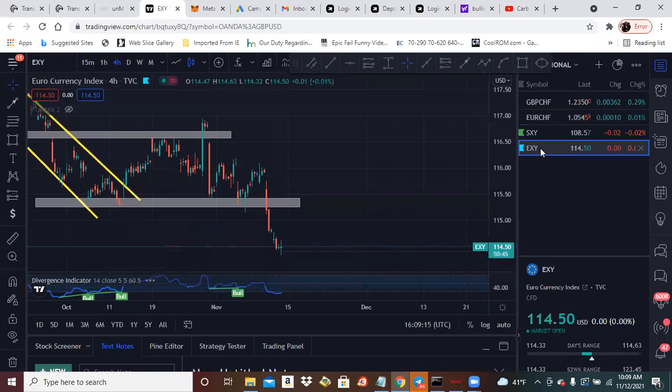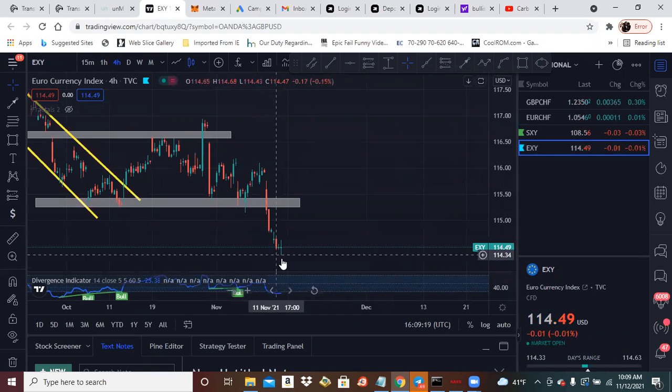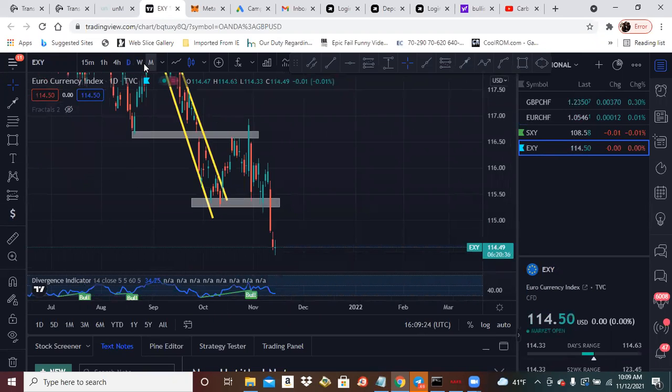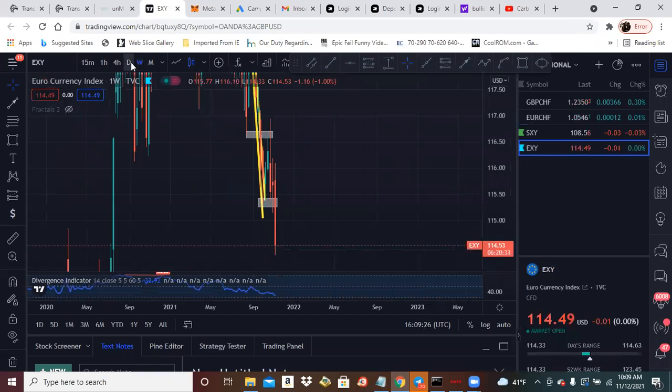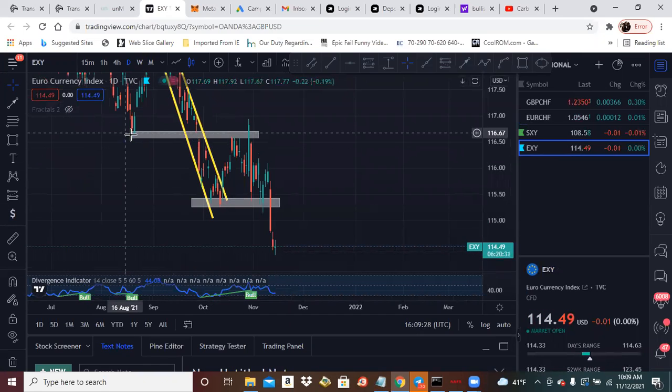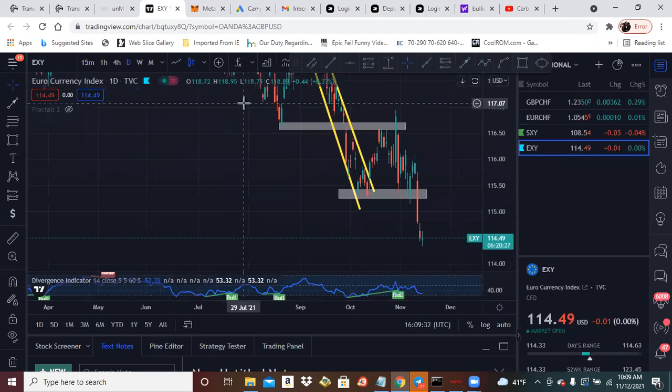So the EXY, see, it broke that support. The Euro's been very weak. It broke out that trend line, but it got to this last low. That's why I said the power of real support and resistance. Real support and resistance is the last low, the last high, or the break of the neckline of the W, the M, the head and shoulders, inverted head and shoulders.